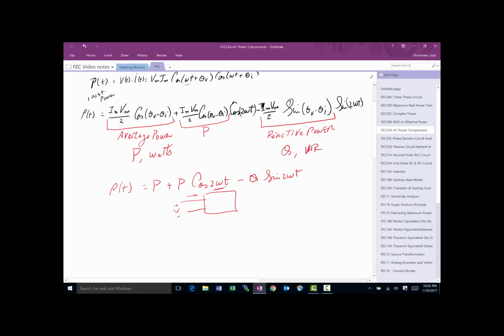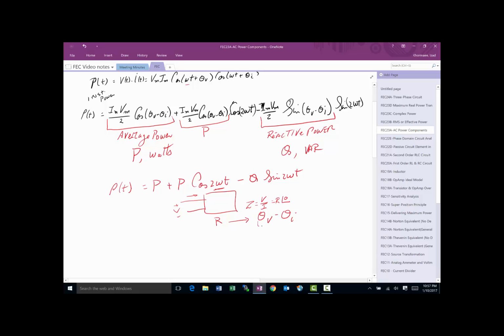Now let's take a scenario. What if R is the only thing in the box? If R is the only thing in the box, you will find that theta V and theta I are going to be exactly the same, because remember, if you go to the phasor domain, Z is equal to V over I, and for an R, Z is simply R, which has an angle of 0.